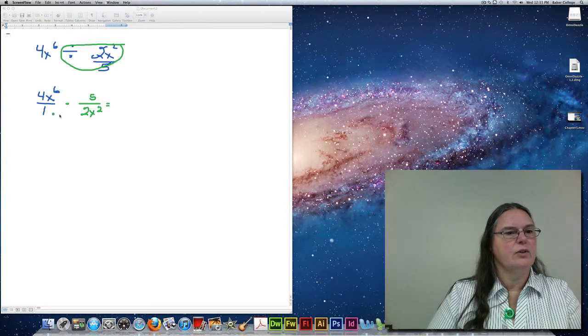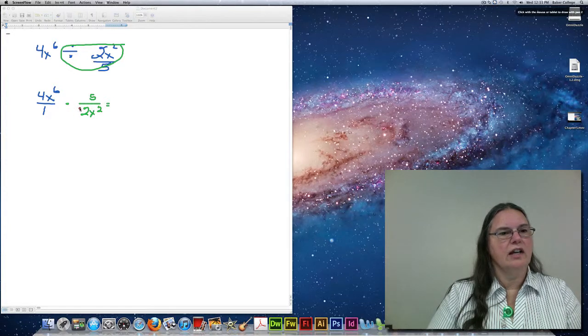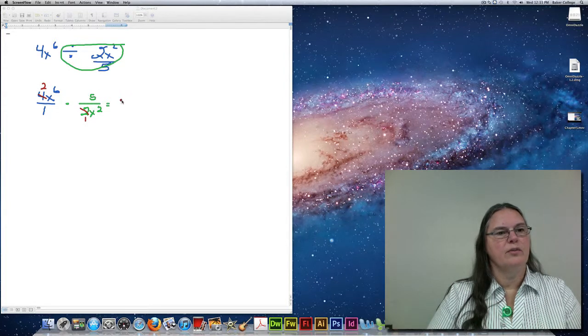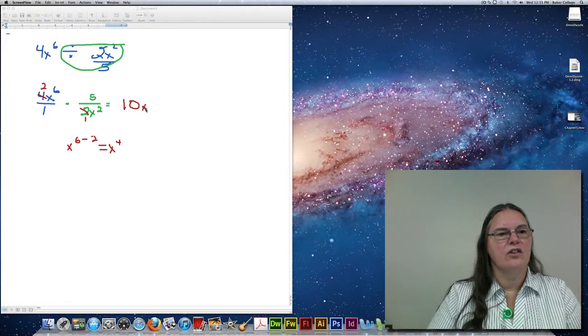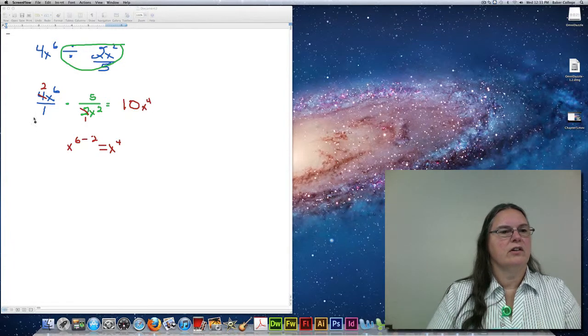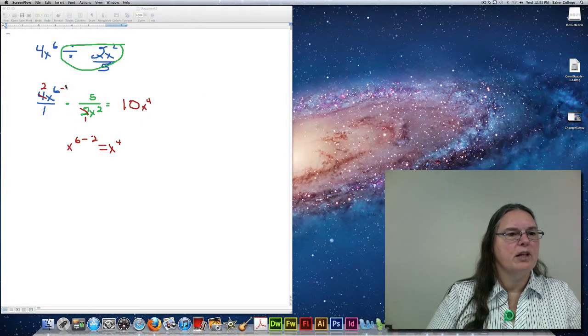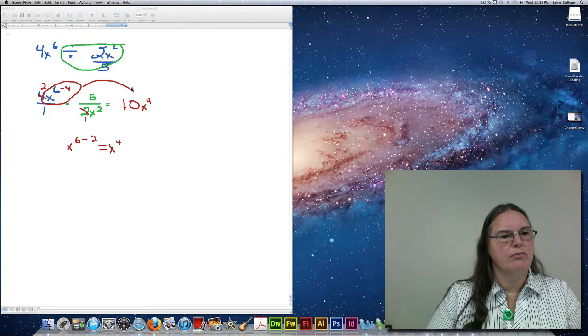So now I can reduce, because in this case, 2 fits in itself once and 2 fits into 4 twice. So 2 times 5 is 10, and 1 times 1 is 1. And then my next step is to say, well, I have x to the 6th minus the 2, so now I have x to the 4th. So my answer is 10x to the 4th power. That's a shortcut to get there. You could just go minus 2, sorry, and then you'd see where it came from.